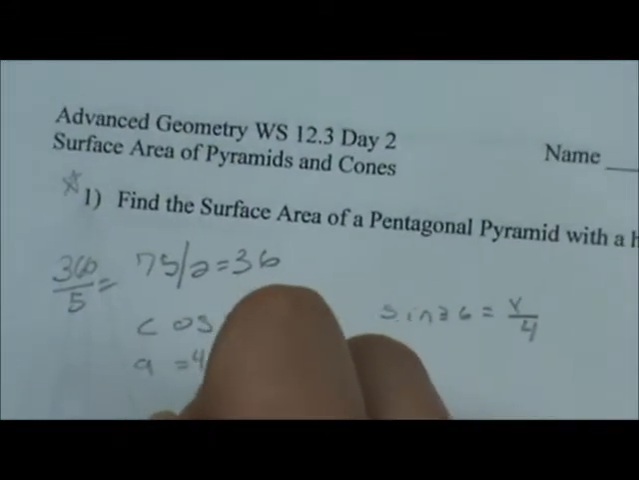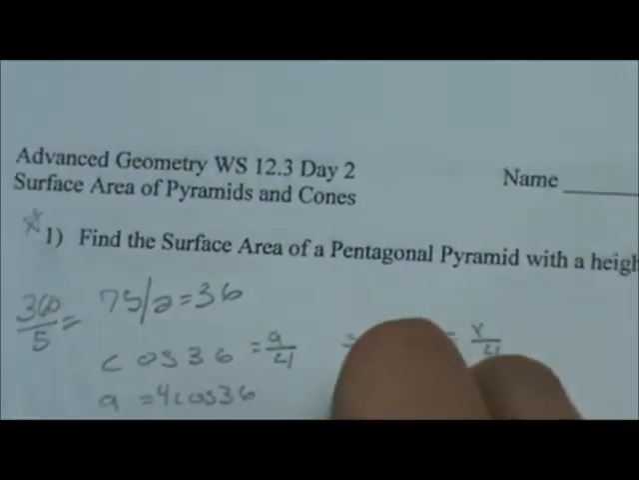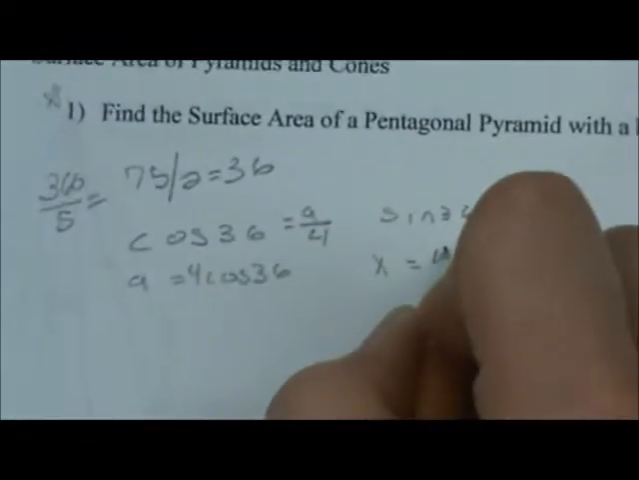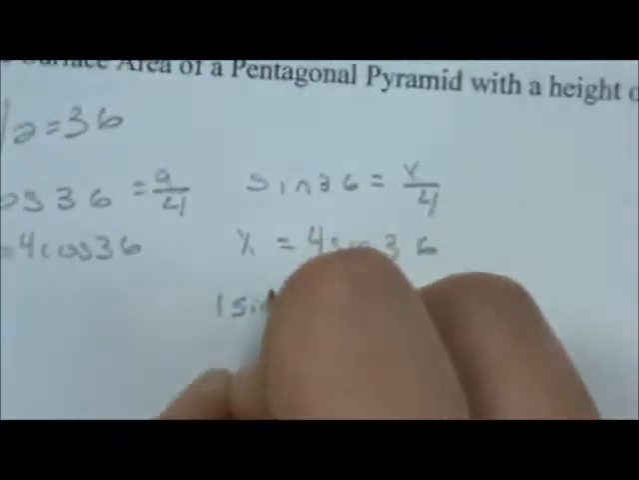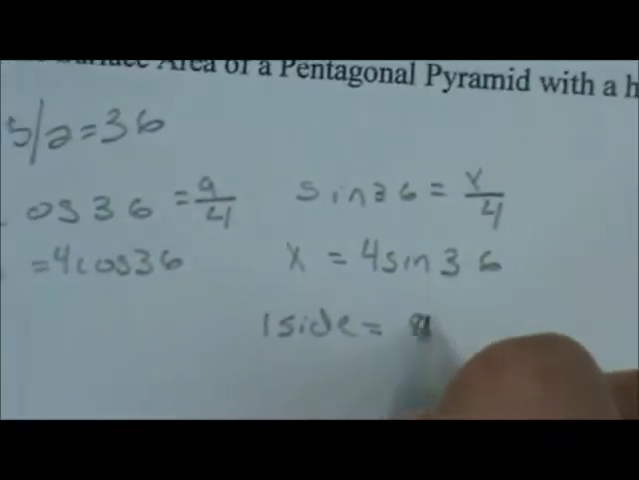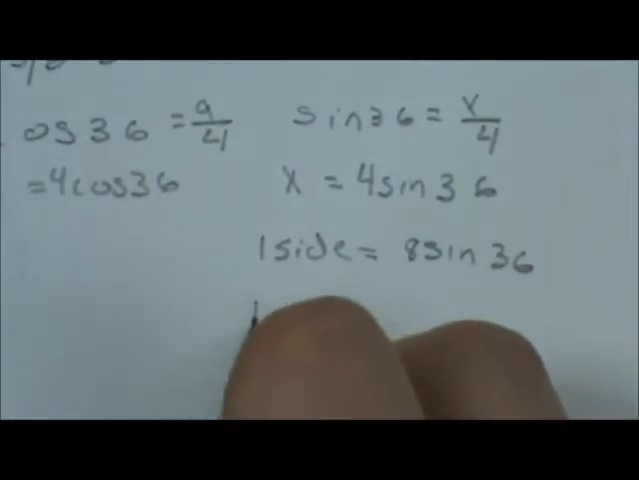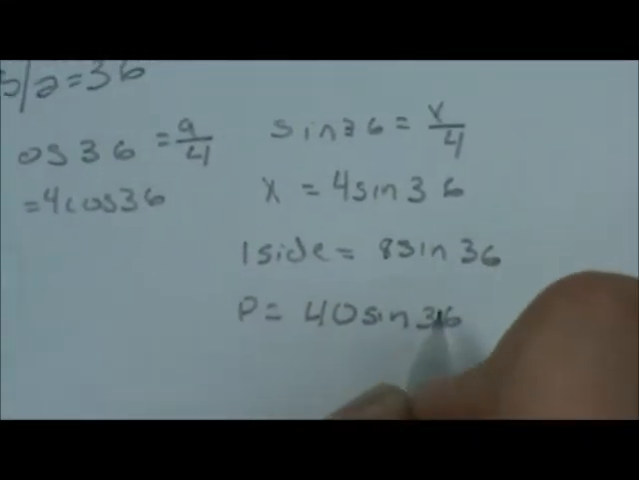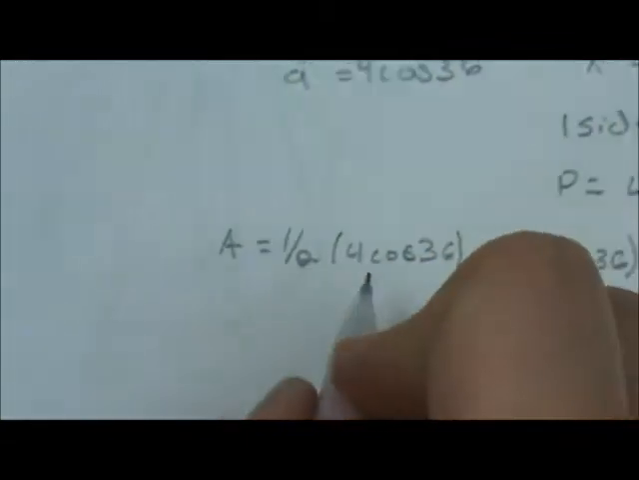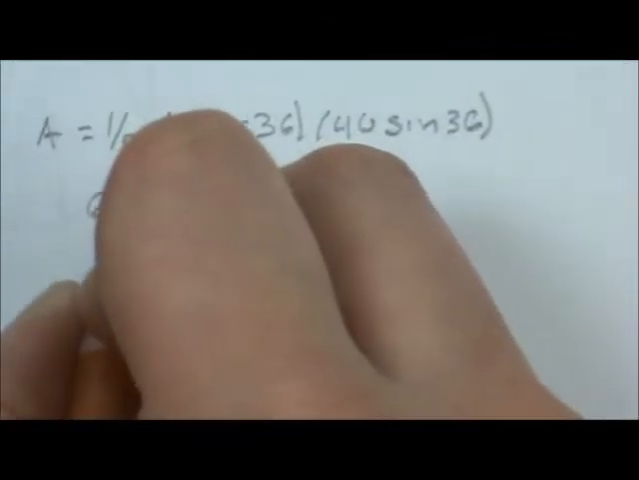We're just going to use trig ratios. And then sine of 36 is going to equal x over 4. So we're going to get a equal to 4 cosine 36 and x equal to 4 sine of 36. And our x is going to be only half of one side, so we're going to have to multiply that by 2 to get a full side to find our perimeter. So our perimeter is going to be 40 sine of 36. And our a is the apothem. So the surface area is going to equal 1/2 times a, which is 4 cosine 36, times the perimeter, which is 40 sine of 36.